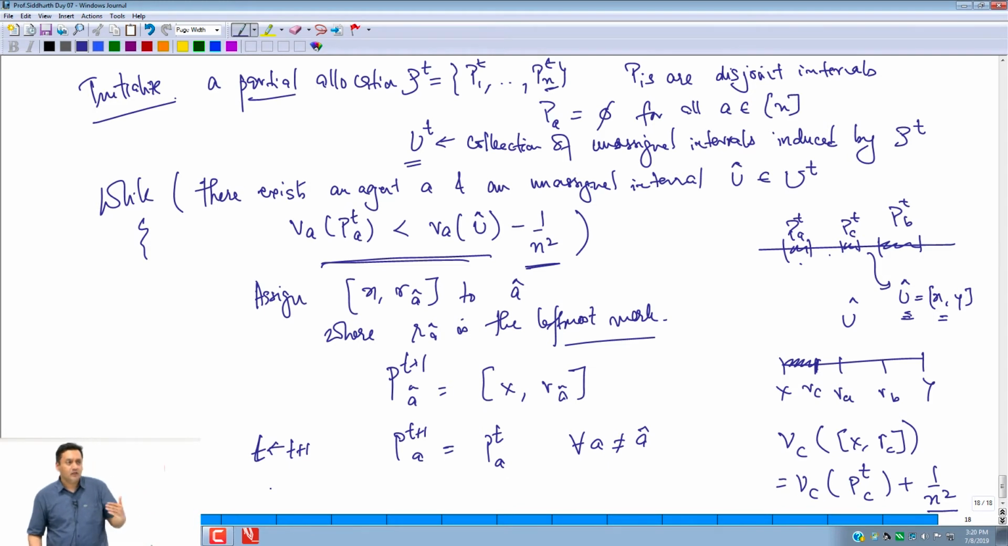The loop will terminate when this condition fails. That is, for every agent, the currently allocated thing is of value at least 1 minus n square times all the unassigned pieces.